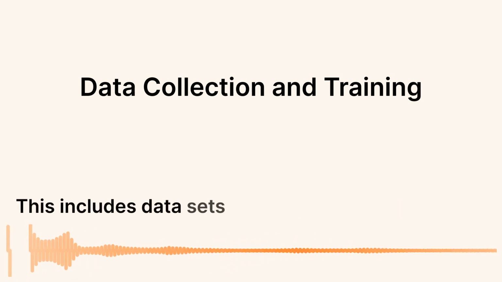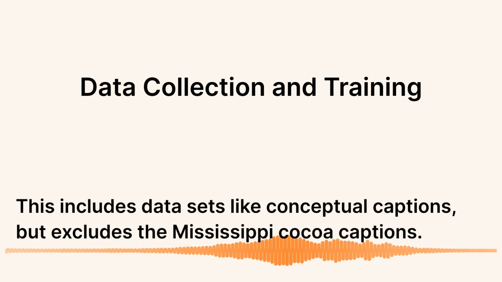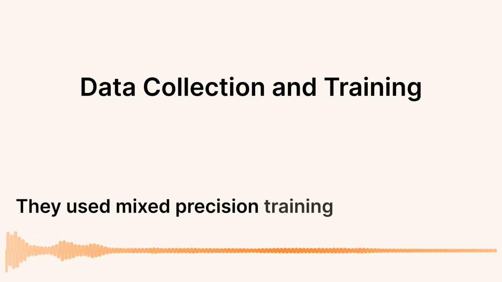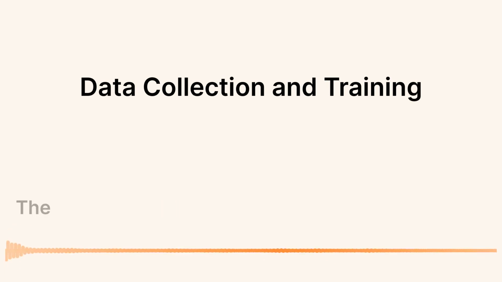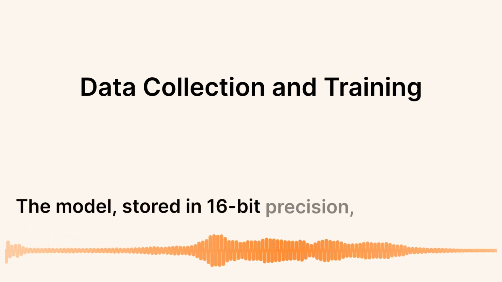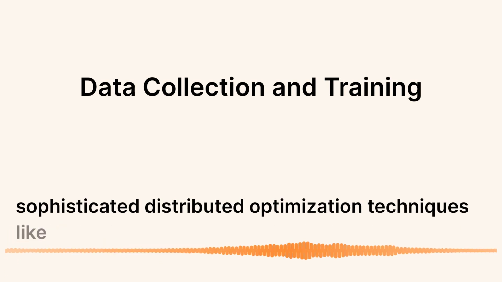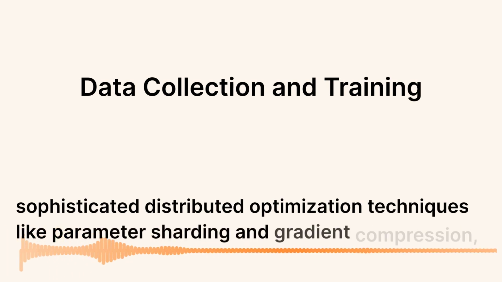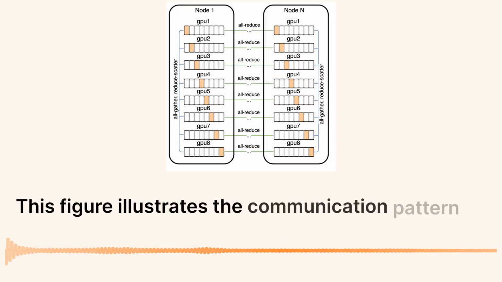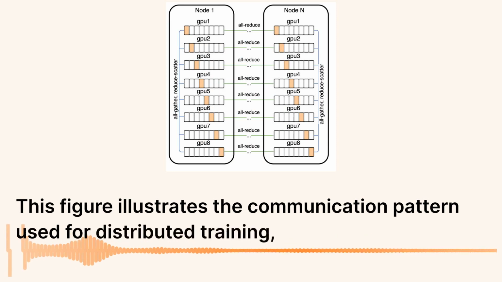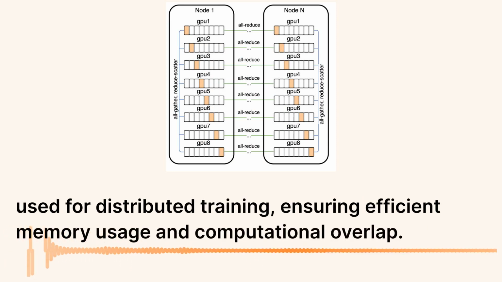This includes datasets like Conceptual Captions, but excludes the MS-COCO captions. They used mixed precision training to save GPU memory and speed up processing. The model, stored in 16-bit precision, required sophisticated distributed optimization techniques like parameter sharding and gradient compression using PowerSGD. This figure illustrates the communication pattern used for distributed training, ensuring efficient memory usage and computational overlap.